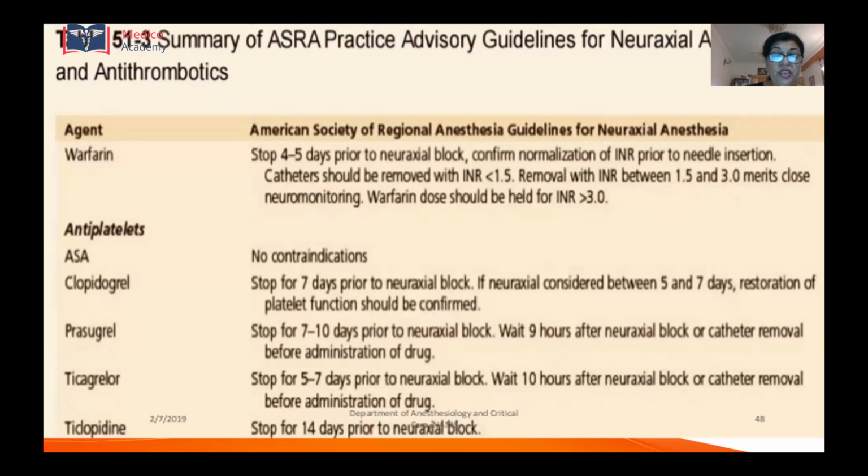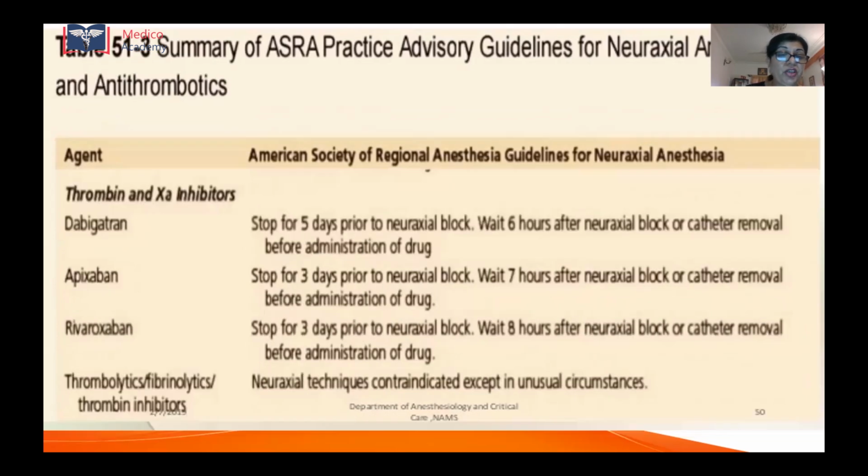Prasugrel, stop 7 to 10 days prior to neuroaxial block, wait 9 hours after block or catheter removal. Ticagrelor, stop 5 to 7 days, wait 10 hours after neuroaxial block or catheter removal. Ticlopidine, stop 14 days prior to neuroaxial block. Dabigatran, stop 5 days prior to neuroaxial block, wait 6 hours after block or catheter removal. Apixaban, stop 3 days prior and wait 7 hours after neuroaxial block or catheter removal. Rivaroxaban, stop 3 days prior to block and wait 8 hours after neuroaxial block or catheter removal.